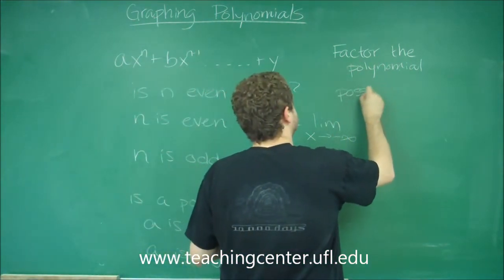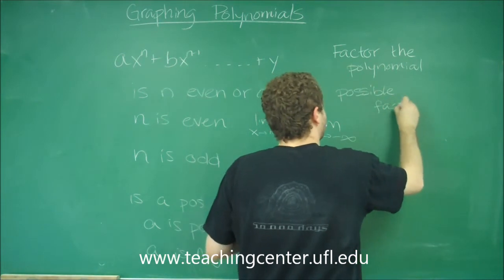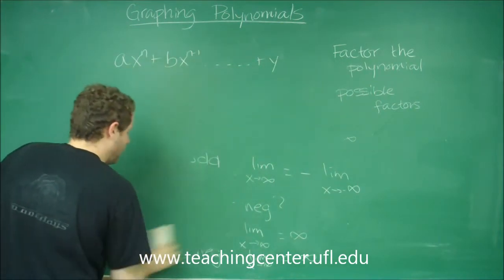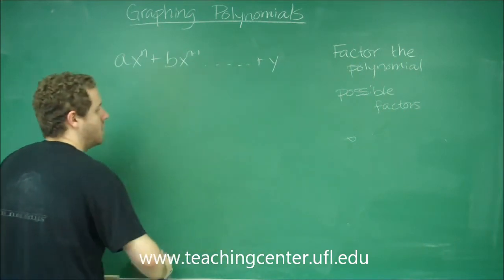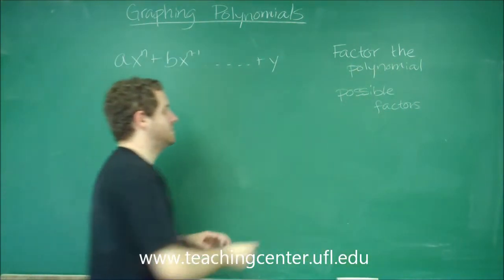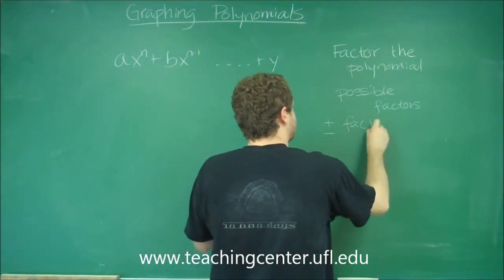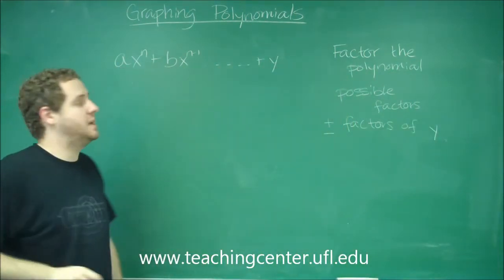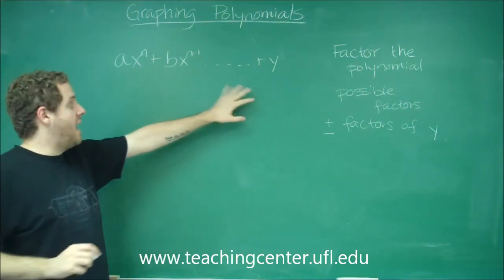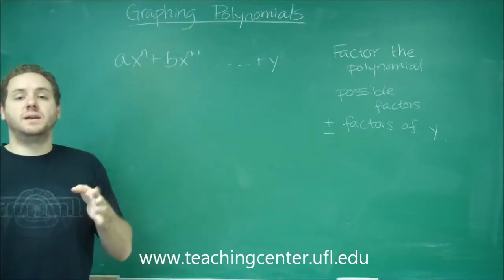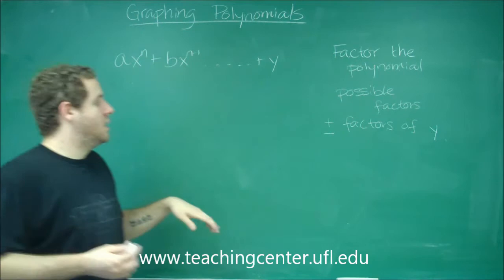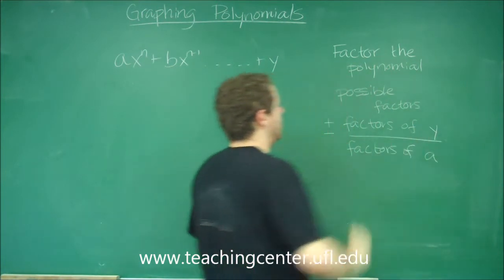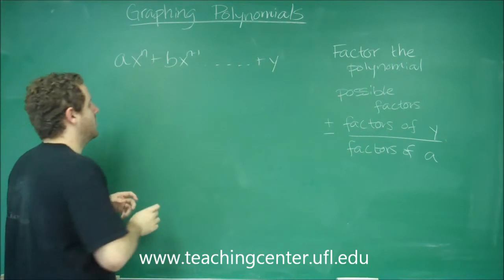So let's think about what that means, possible factors. So the possible factors of a function are going to be plus or minus the factors of y, where y was our constant at the end. So whatever your constant at the end is. Keep in mind, if your function doesn't have a constant at the end and everything is an x term, you can factor out an x and make it so that that's automatically a zero. Plus or minus the factors of y over the factors of a. A is the leading coefficient. So let me just write up a quick example here.